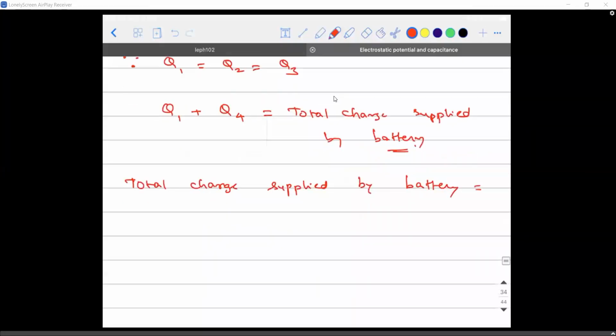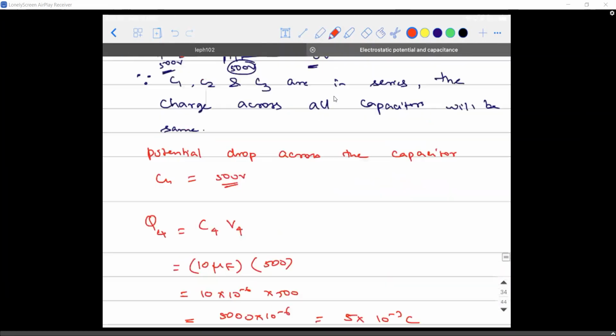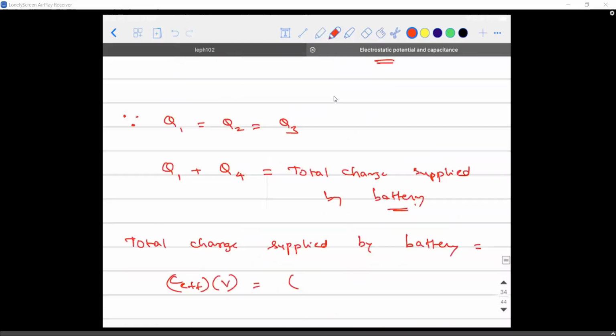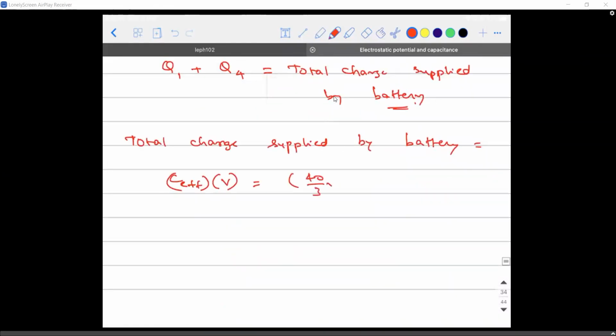Q1 total plus Q4, is it not C effective into V? The total charge supplied by the battery is C effective into V. What is the value of C effective, guys? It is 40 by 3 into 10 power minus 6, into what is the value of V?